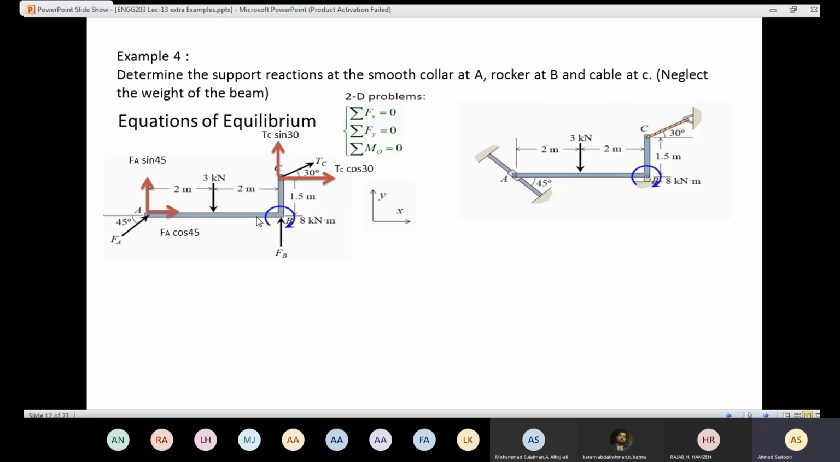Here we have a concentrated force. Here we have a couple moment. Now we are in a position to use those equations.